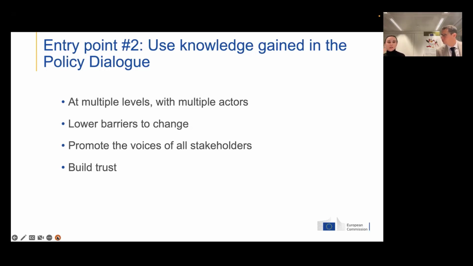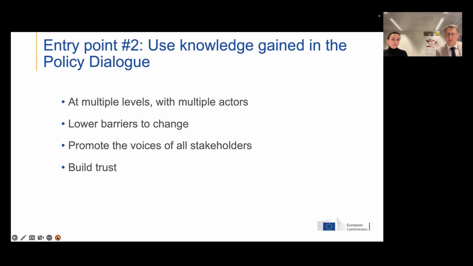And so the policy dialogue that should be conducted during a project by the EU should promote the voices of all stakeholders from different levels, so at the country, local, provincial, national level, and also include all constituencies, so government, donors, private sector, civil societies, and also some representation of direct beneficiaries, which could be difficult to reach.